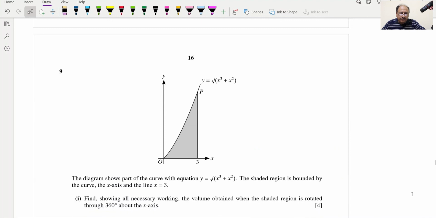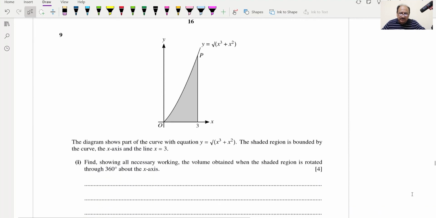Now we can move to question number 9. Question number 9 says the diagram shows part of the curve with equation. This is the equation provided. The shaded region is bounded by the curve, the x-axis and the line x is equal to 3. Find, showing all the necessary working, the volume when the shaded region is rotated through 360 degrees about the x-axis. So rotation through 360 degrees about the x-axis will be finding pi y squared dx, integral.